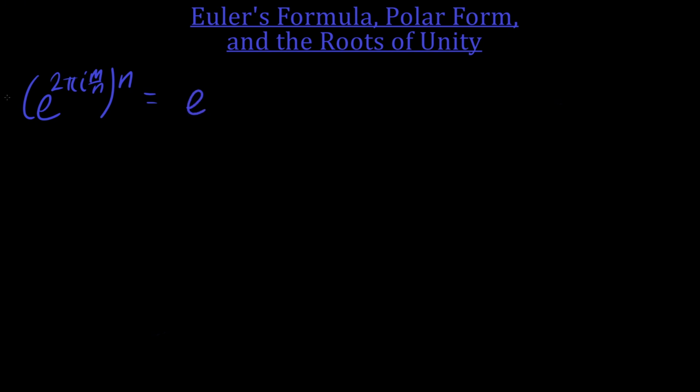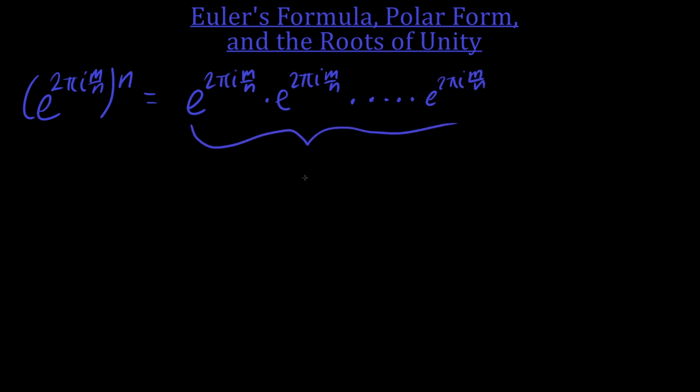So let's go ahead and write this out. So we know that this expression is equal to e to the power 2 pi i m over n times e to the power 2 pi i m over n times itself n times, right, until this last one, 2 pi i m over n, and the number of multiplications here is n.